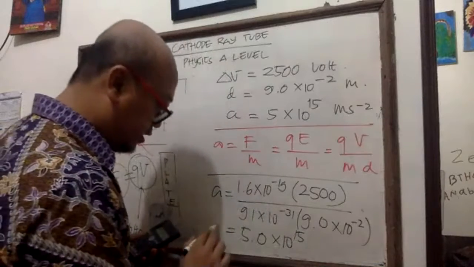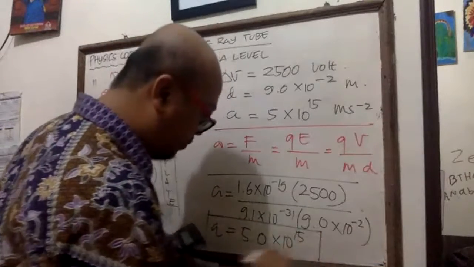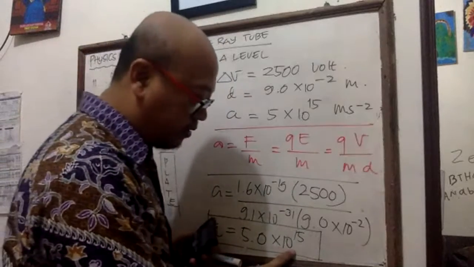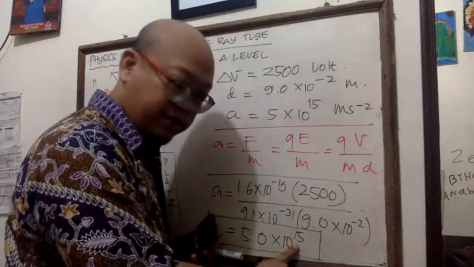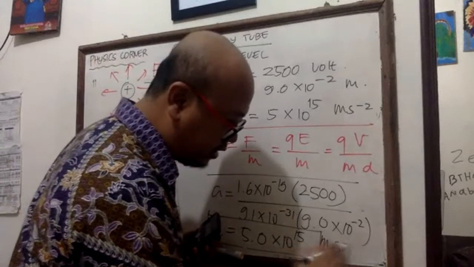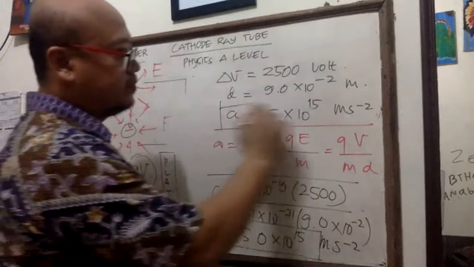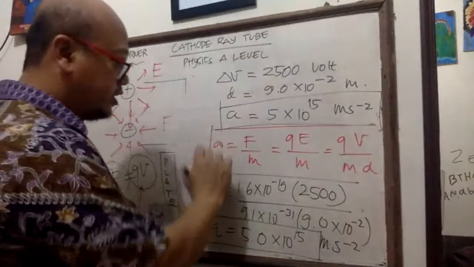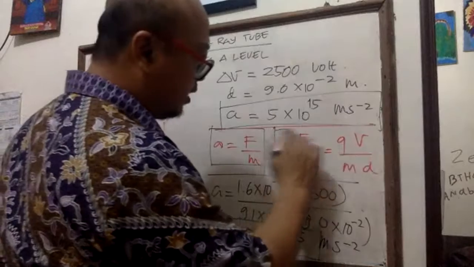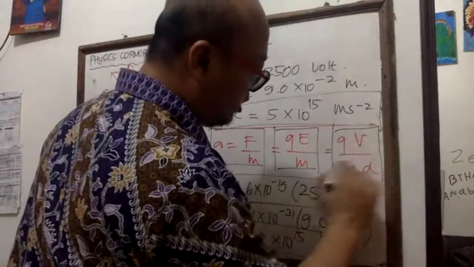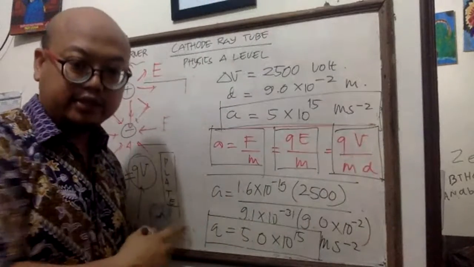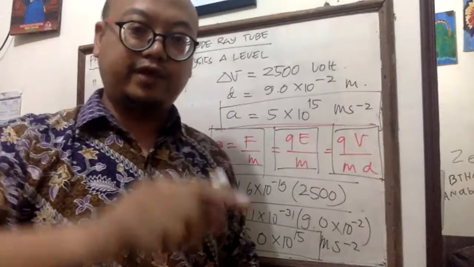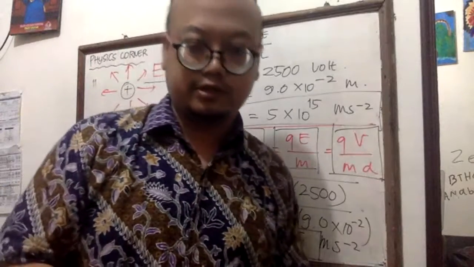You can see the a is actually proven by 5.0 times 10 power 15 meter second minus 2. This is the same thing as this one. So we can prove it by using the formula here and then breaking down to here and breaking down to here again. So we get a, the acceleration of the electron in the electric field.